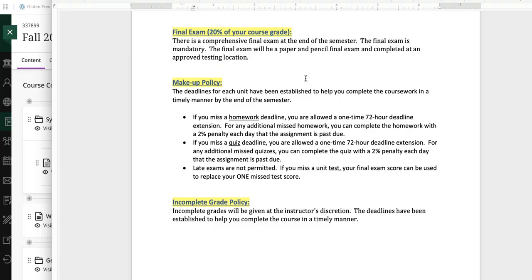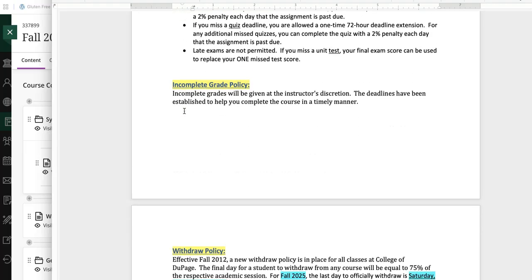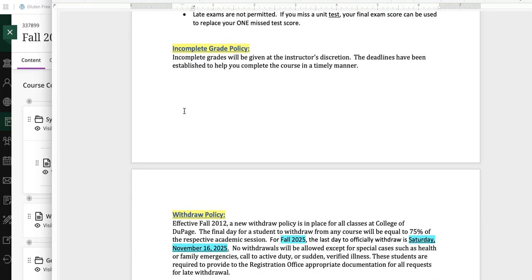The next part of the syllabus is just a reminder about what your options are if you miss a homework, quiz, or test. The incomplete grade policy is that they are at the instructor's discretion, and deadlines have been given so that you can stay on pace and finish within our semester by the end of the semester in December.